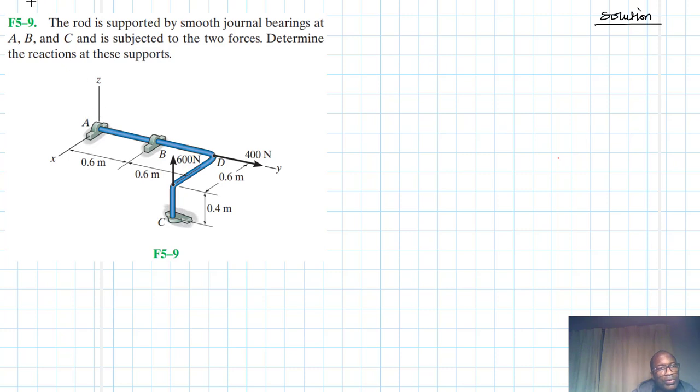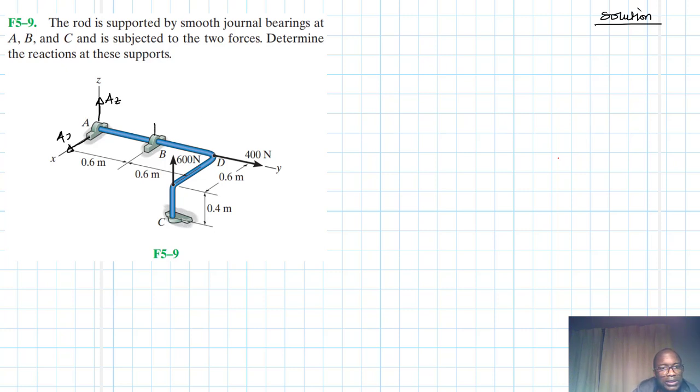So let's draw the free body diagram then. At A, we expect a reaction force AZ, and in this direction, you expect AX. And then at B, we expect another reaction there.